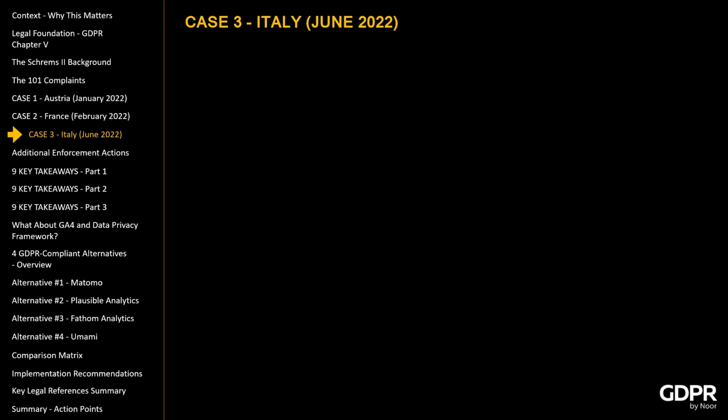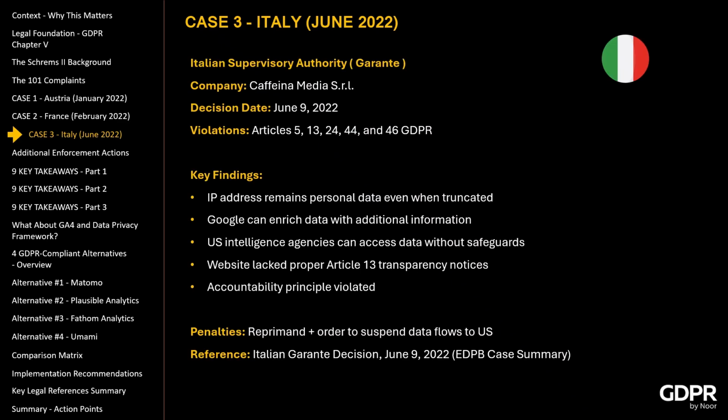Italian Supervisory Authority decision. Multiple GDPR violations. The Italian supervisory authority found breaches of Articles 5, 13, 24, 44, and 46, going beyond Austria and France. Transfers to the US were unlawful, which triggered illegal data transfer under Articles 44 and 46. IP truncation did not fix the problem. It's still personal data. US surveillance law still applies; even pseudonymized data can be accessed by US intelligence agencies. Transparency failure. The privacy policy did not properly disclose transfers to the US or associated risks. Accountability failure. The controller could not demonstrate a valid transfer impact assessment or adequate safeguards.